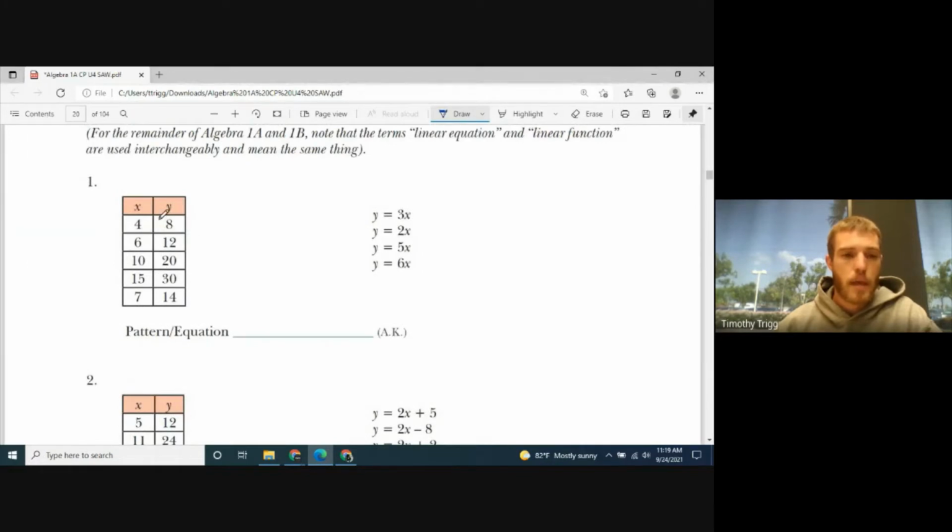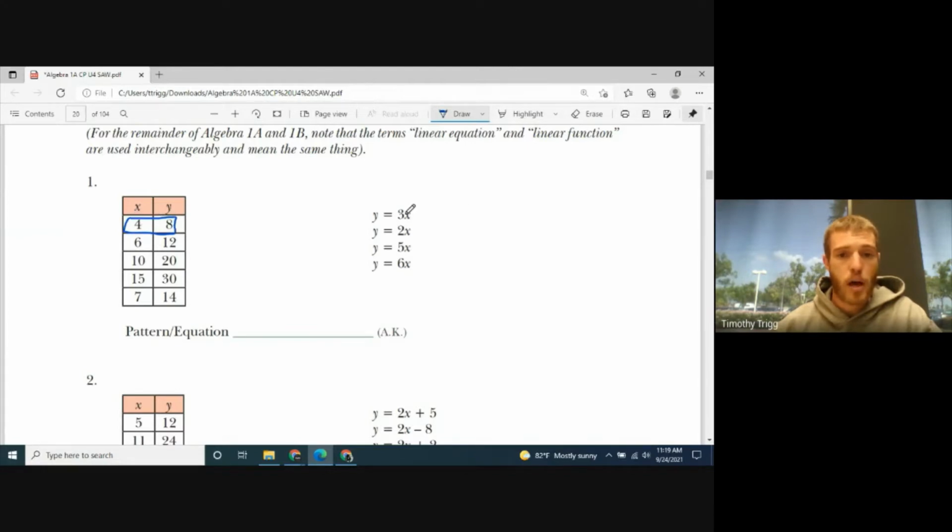Let's take a look. Here we have a list of x and y coordinates, and we want to figure out which equation produces these points. We can check them one at a time. Let's see if this first equation is correct. This one says y equals 3x. If this first equation is correct, then these points will produce true statements, accurate statements. So let me try this first point, 4, 8.